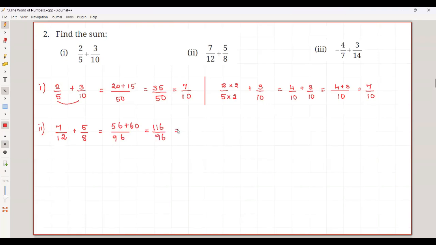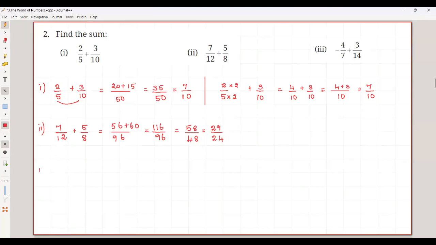Both are divisible by 2. So 116 by 2 will become 58, and 96 by 2 is 48. Again we can go with the 2 table. 29 by 24 is the answer.